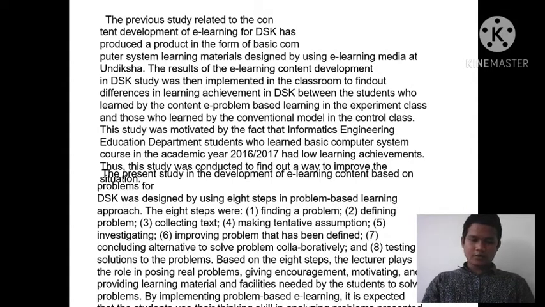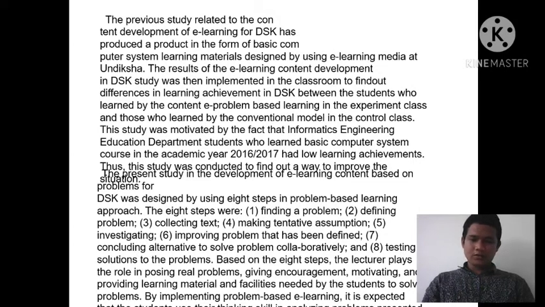The 8 steps were: 1. Finding a problem, 2. Defining the problem, 3. Collecting data, 4. Making tentative assumptions, 5. Investigating, 6. Improving the problem that has been defined, 7. Concluding alternatives to solve the problem collaboratively, and 8. Testing the solution to the problem.